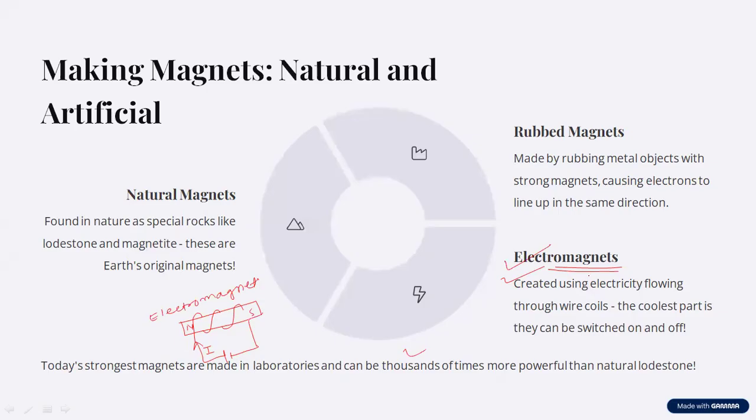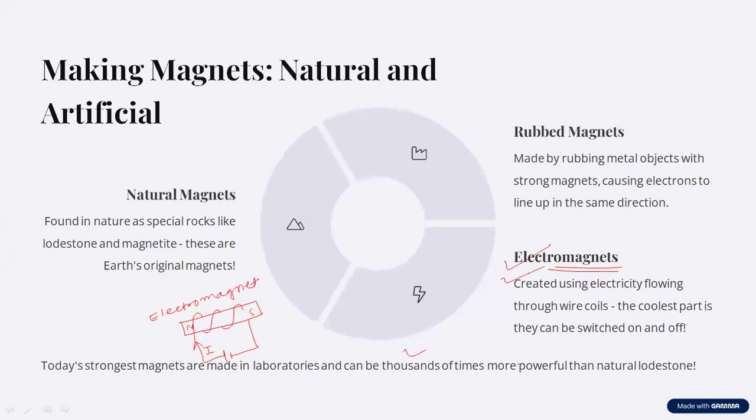So electromagnets are magnets made using electricity. They are created using electricity flowing through wire coils. The coolest part is they can be switched on and off. Whenever you wish, you can make them magnets. And when you switch off the supply of electricity flowing in these wires, they will stop behaving as a magnet. So these are the electromagnets.